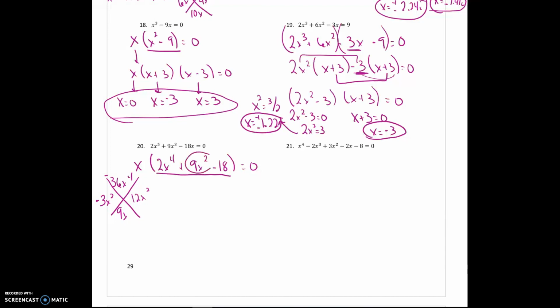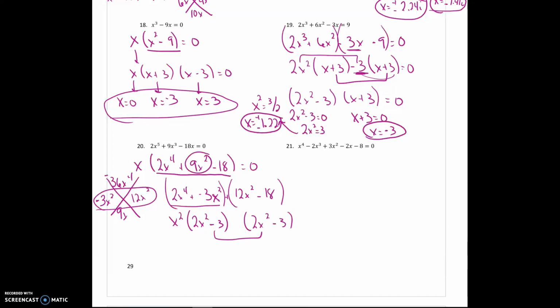So I'm going to replace 9x squared with this, because this is 9x squared. So 2x to the 4th plus negative 3x squared plus 12x squared minus 18. And now that it's 4 terms, I can group them and take my GCF out of this. So I can take an x squared out, and I'm left with 2x squared minus 3, which I'll have my matching set.